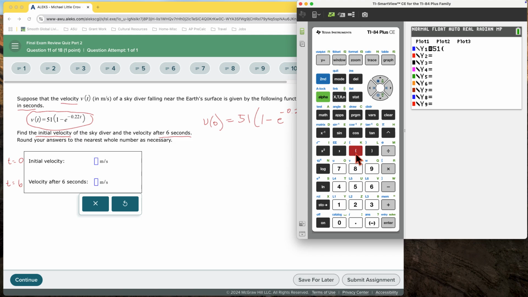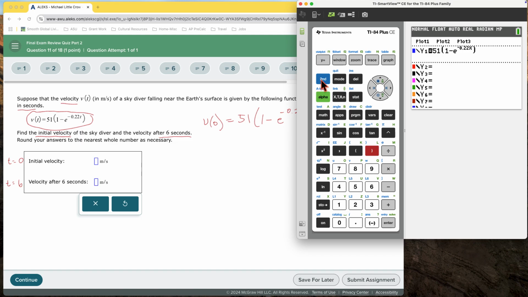So that's 51 times 1 minus e to the x. I go second, e to the x, and it goes up there, negative 0.22. Instead of t, we use x. This is our variable key. Put all of that in, arrow over, put the parentheses. So now this will give me all the values. I just need to go to the table. I could go to the graph, but it'd be easier just to look at the table. When x is 0, look over to the y, I've got my answer. When x is 6, look over to the y, I've got my answer.